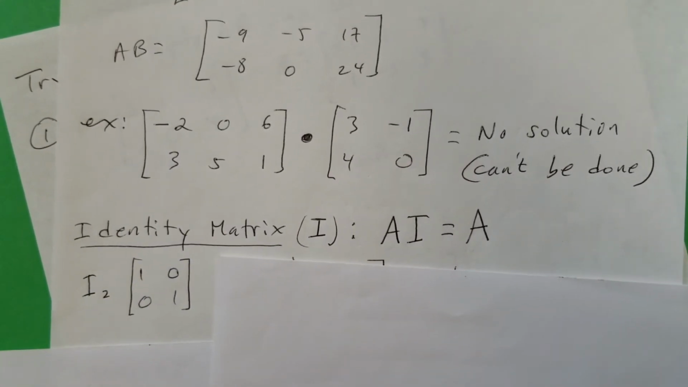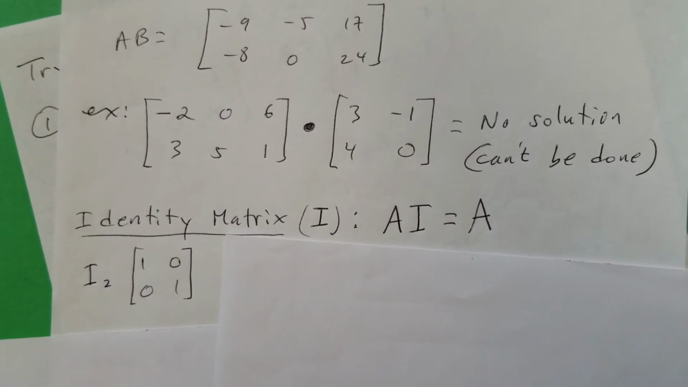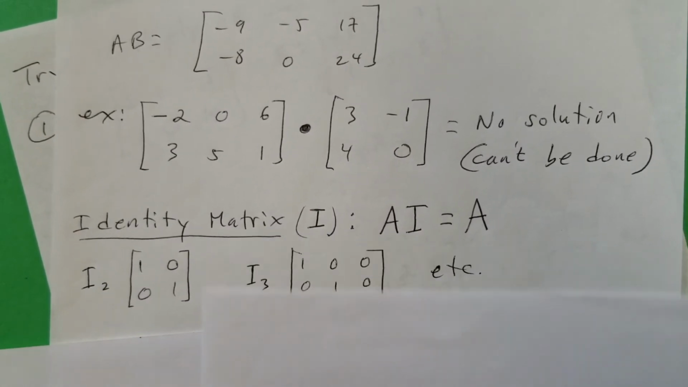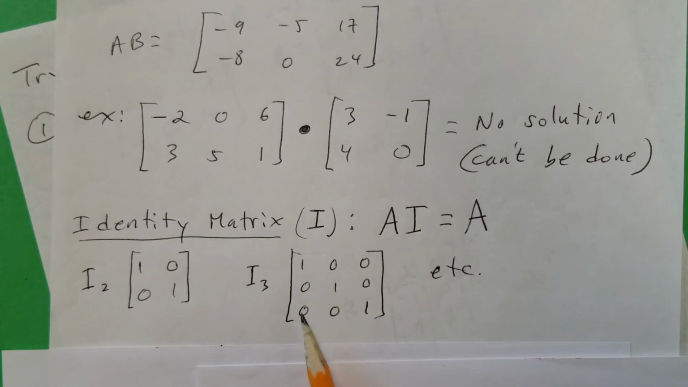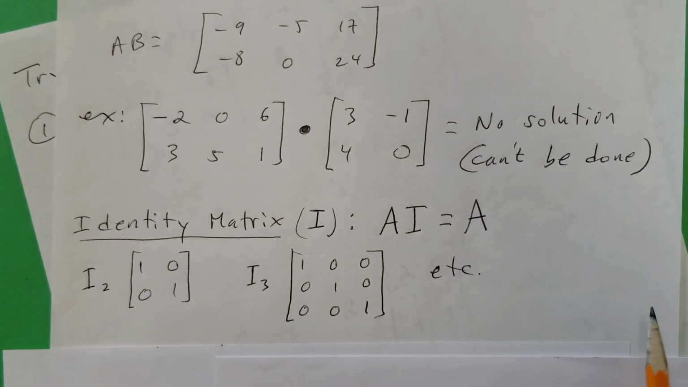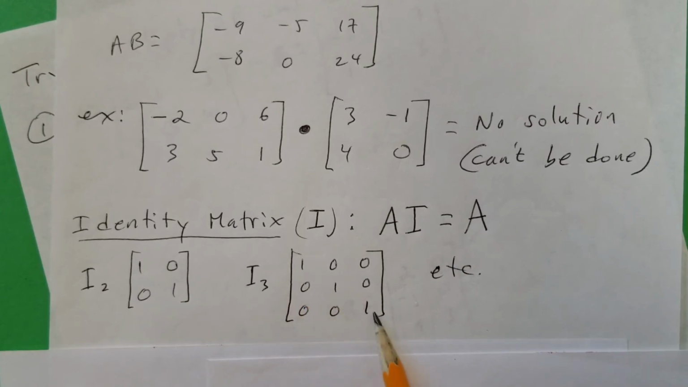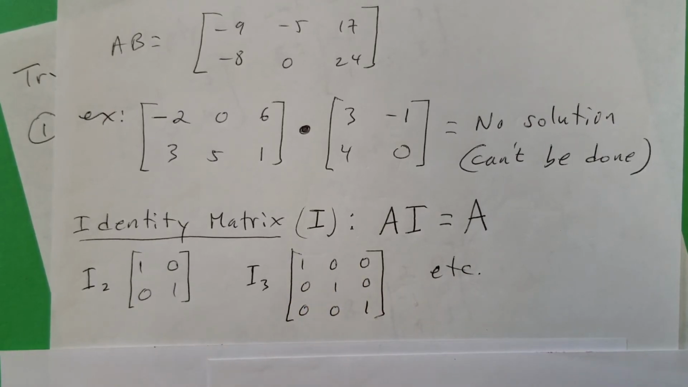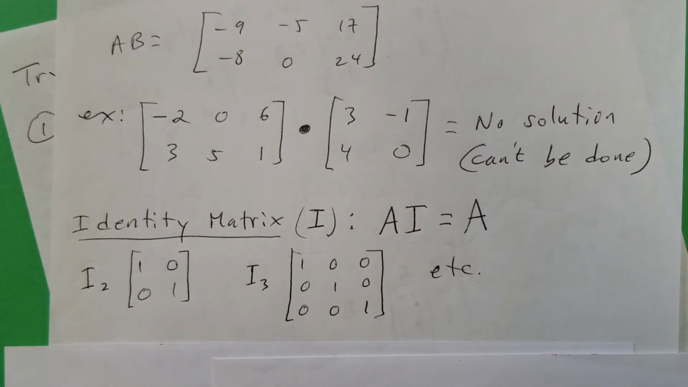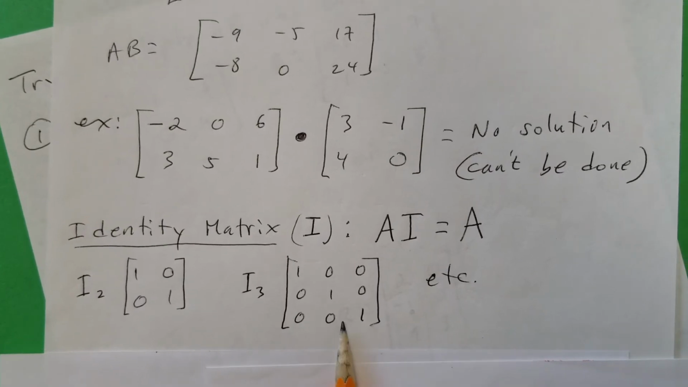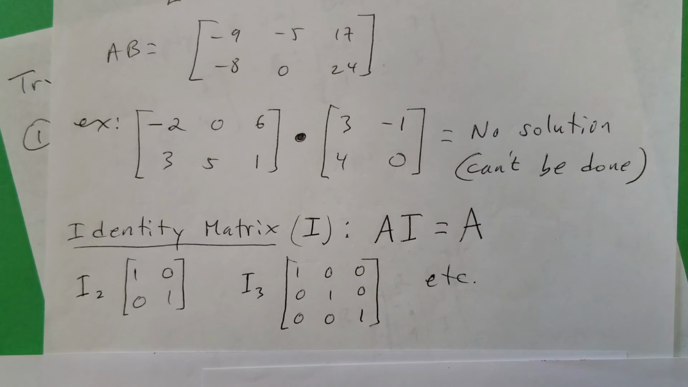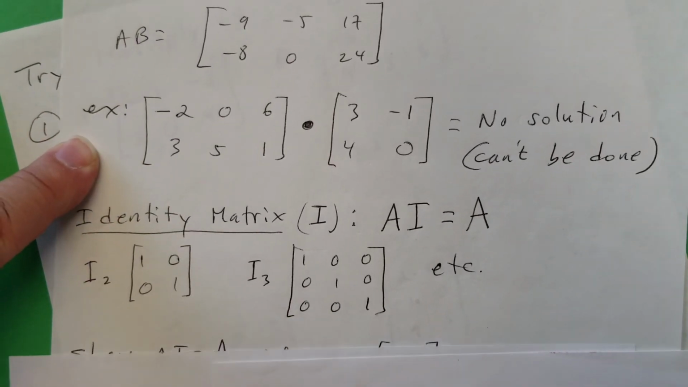Well, it depends on what size you need. If you need a 2 by 2, it looks like this. If you need a 3 by 3, it looks like this. 4 by 4, 5 by 5, etc., etc. So what it looks like is it has ones on the diagonal, every other place 0. Okay? So if you multiply any matrix with one of these, with the identity, you're going to get the same matrix back. That's why this is called the identity matrix.